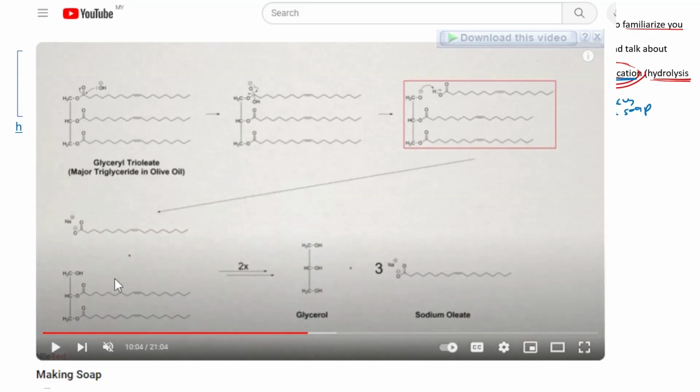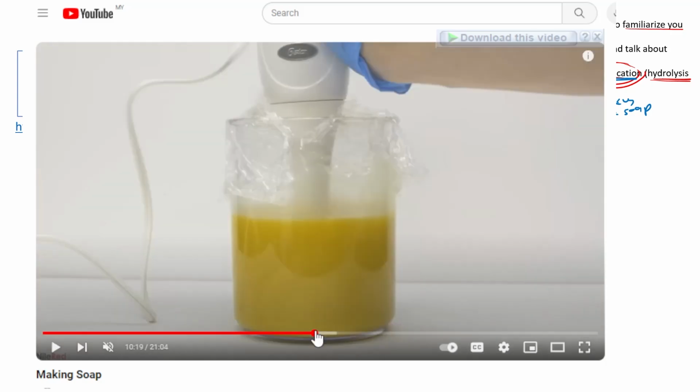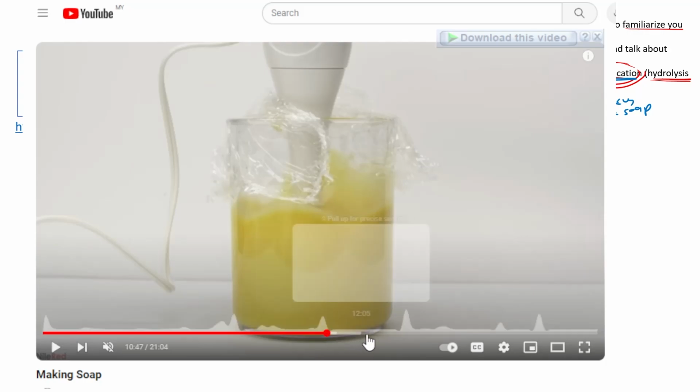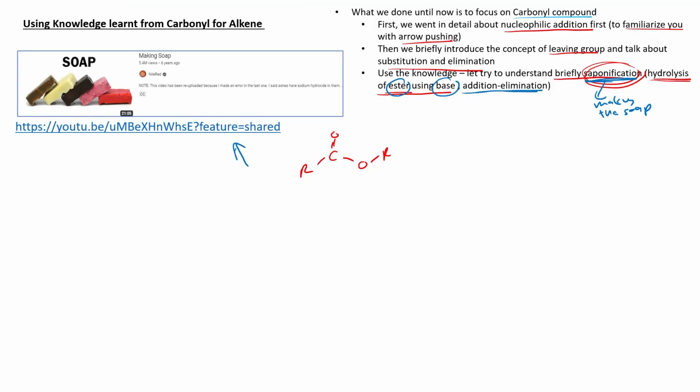Saponification is basically making a soap, because sapo means soap. Saponi is soap, making soap. Okay, so you can watch this, and let's go back to here.